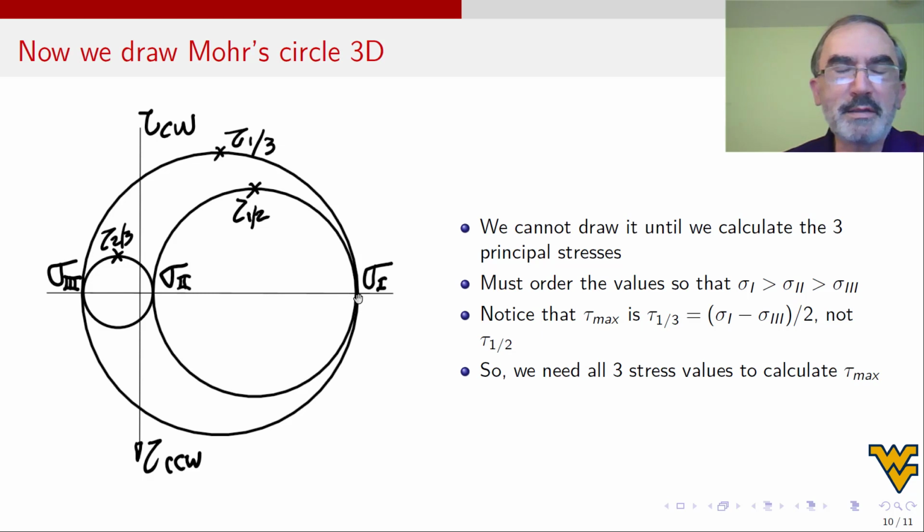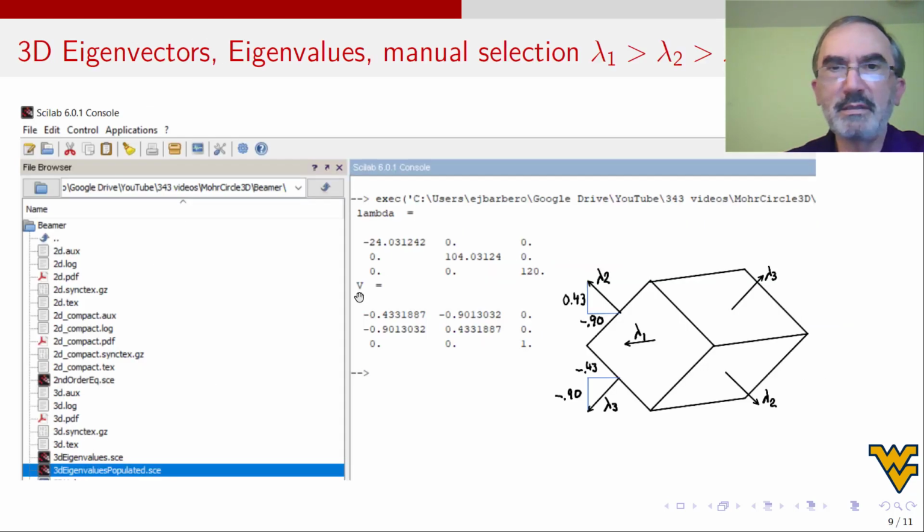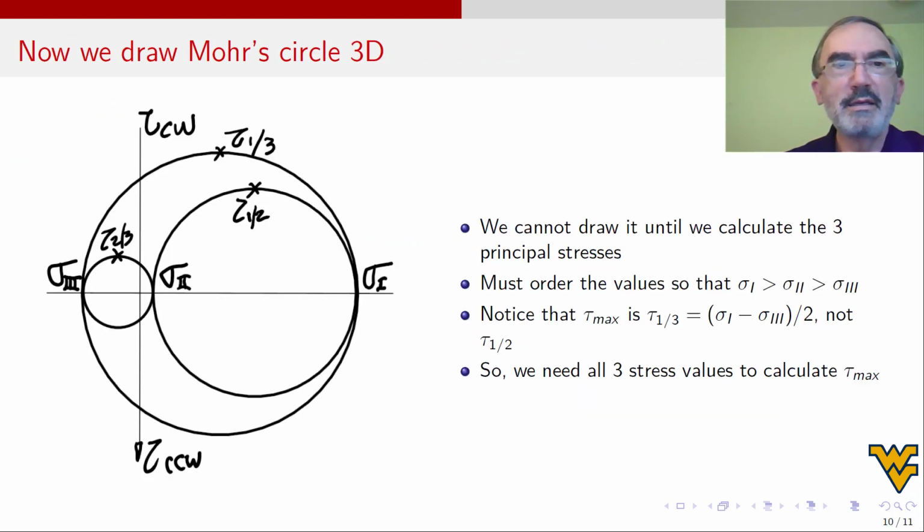Well, we put a little mark here for sigma 1, which we know how much it is. How much is it? It's 120, okay? And then for sigma 2, we put 104. And for this, we put minus 24. It's not to scale, all right? It's just a sketch.